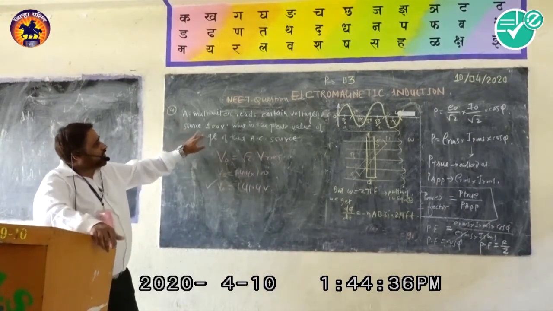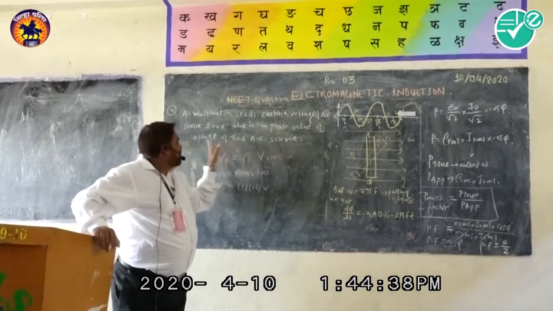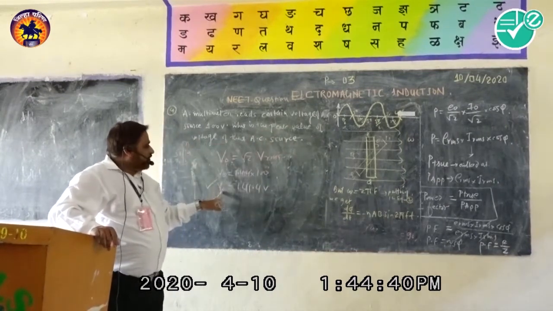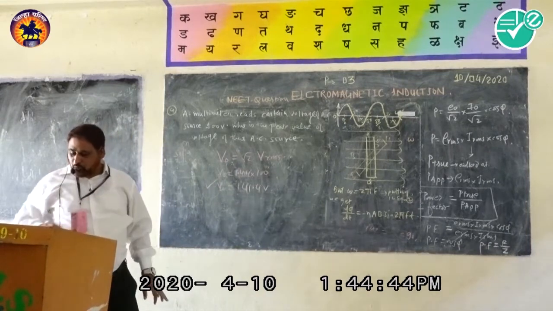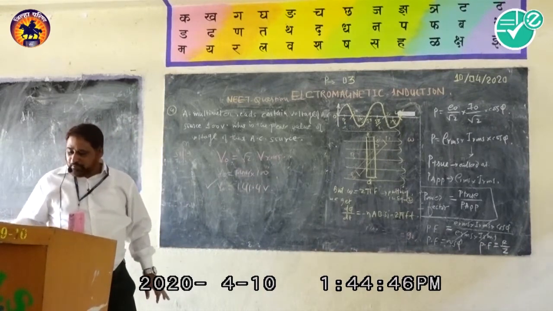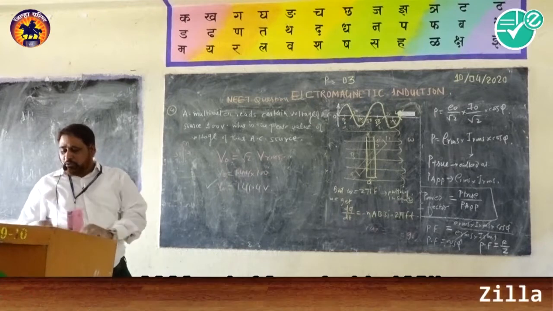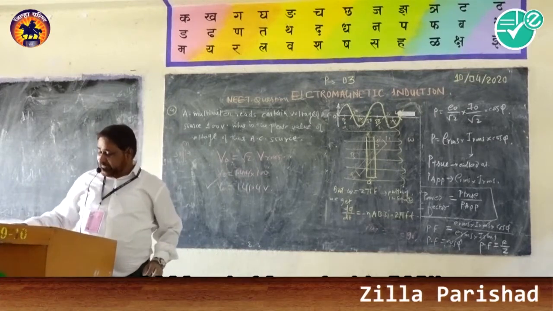This he was asking you, what is the peak value of voltage? This V0 is the peak value of voltage. It is 141.4 volt. And now the last question is like this.